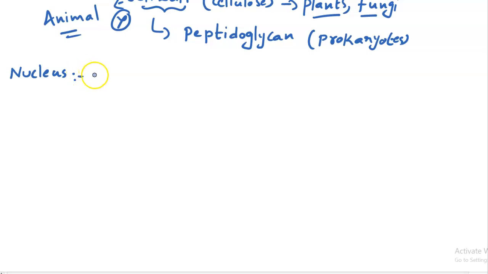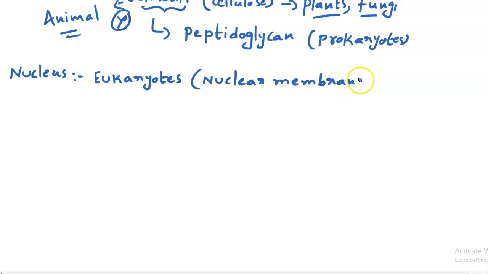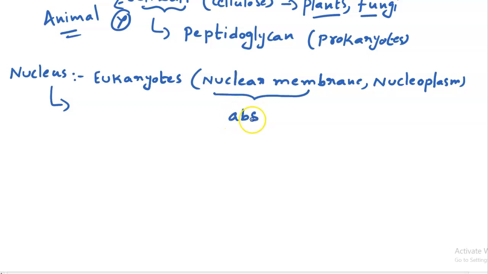Now let's move to the nucleus that is present in eukaryotes like plants, animals, fungi, and it is surrounded by a nuclear membrane in all these. That is, the nuclear membrane along with nucleoplasm is present in them. The nuclear membrane separates the nucleoplasm from the cytoplasm in these, but a special nuclear membrane is absent in prokaryotes. It is present in the form of a nucleoid in prokaryotes.